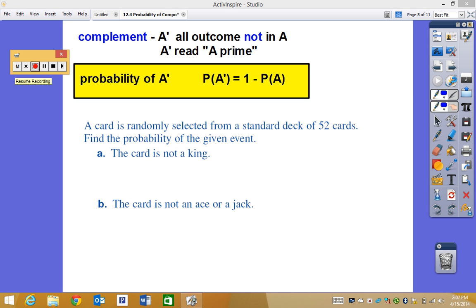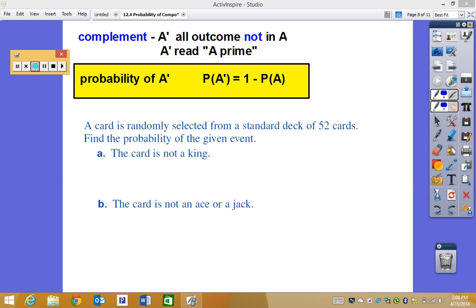Next, let's take a look at the word complement. Complement, A prime, is all outcomes that are not in A. So the probability of the complement of A is simply finding the probability of the event and subtracting it from 1 or 100%. So the first example: a card is randomly selected from a standard deck of 52 cards.